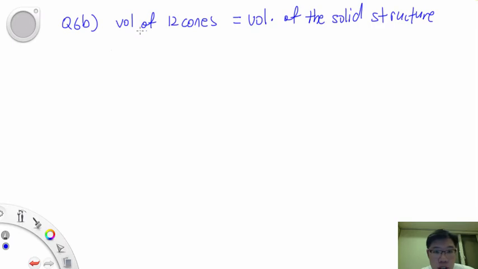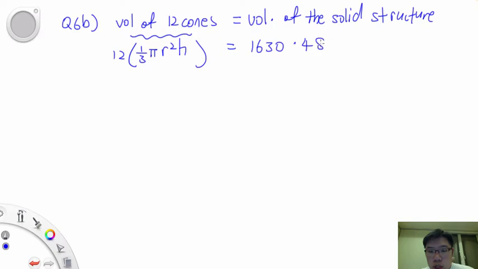So based on this, the formula for the 12 cones is 12, because there are 12 of them. Each cone, the formula will be 1/3 pi r square h equals to the volume of your solid structure, which you have already found in part 1. Do not use the rounded off value. So this is what you have found earlier on.